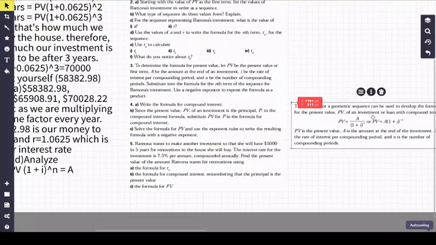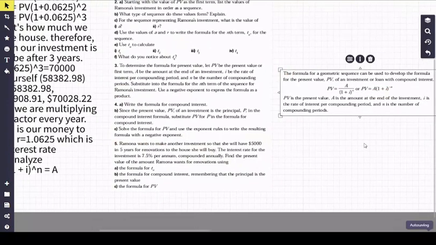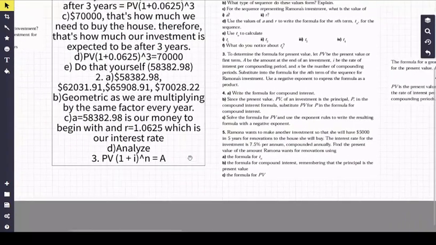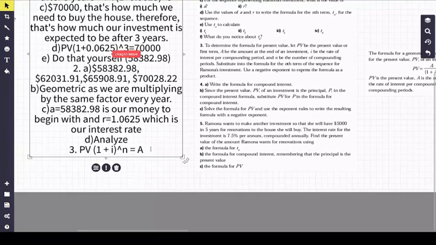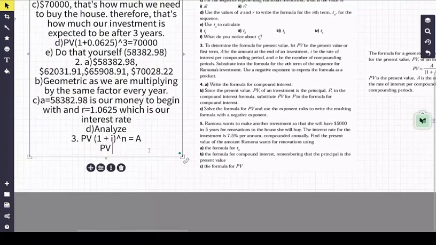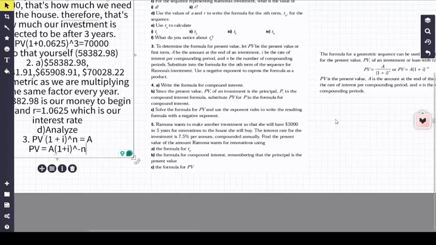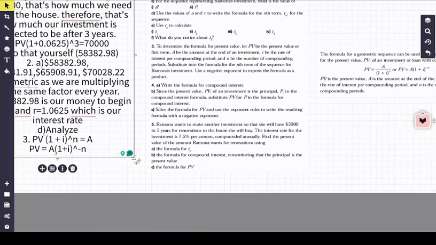This formula right here is going to be our formula that we're going to use. So present value, obviously this is this formula here, except we isolate it for present value. So PV is equal to A multiplied by 1 plus i to the power of negative n, because you divide by that, so you move the power and have a negative. Simple basic arithmetic. That is our formula that we have derived from the textbook. Write the formula for that.